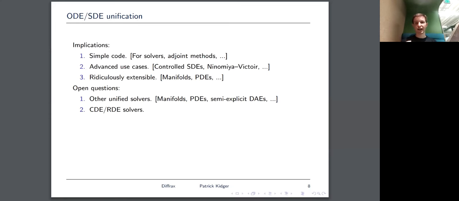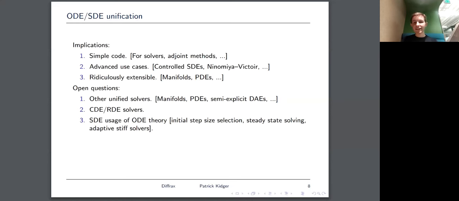And I think it's one of these things where people are writing down new numerical differential equation solvers all the time, right? Very often they'll say, oh, I consider the SDE, oh, I consider the ODE. And I sort of put it to you to maybe consider the CDE, start with that, and then get both ODEs and SDEs for free. SDE usage of ODE theory. This is hugely important. This is such a cool thing.